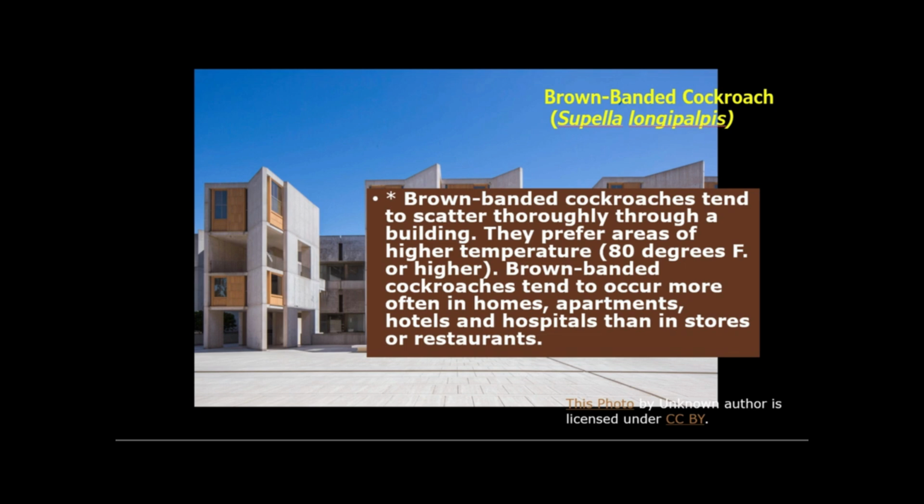Brown banded cockroaches tend to scatter thoroughly through a building. They prefer areas of higher temperature, 80 degrees Fahrenheit or higher. Brown banded cockroaches tend to occur more often in homes, apartments, hotels, and hospitals than in stores or restaurants.